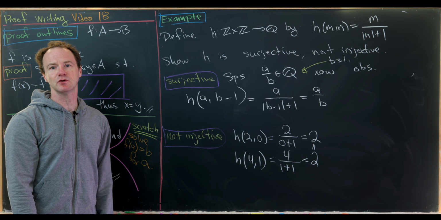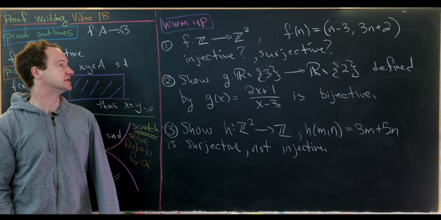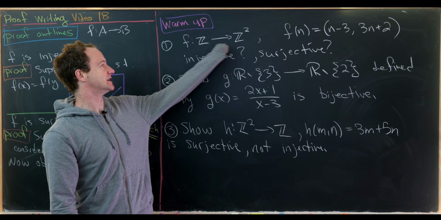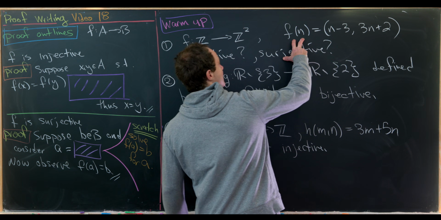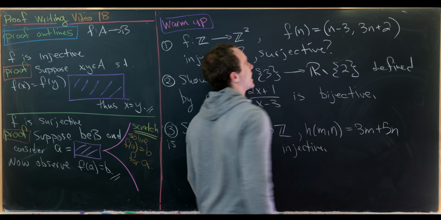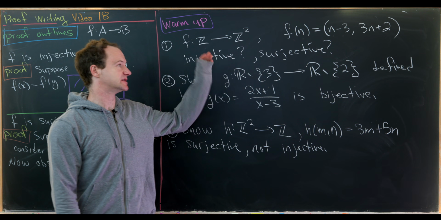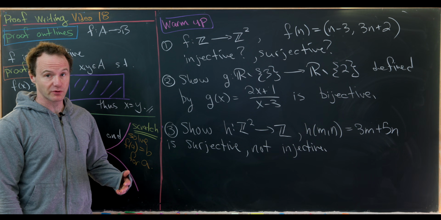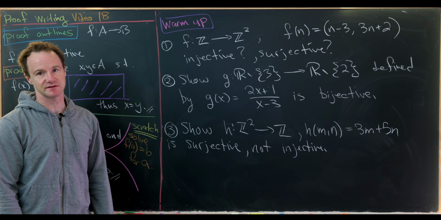Okay, let's leave you with some warm-ups. So here are 3 nice problems to practice what we've seen today. So let's consider the function f from Z to Z squared, or Z cross Z. Let's define it by f of n equals (n minus 3, 3n plus 2). Notice the output needs to be in Z cross Z, so it has two components. Then next, with proof, decide if f is injective and/or surjective.